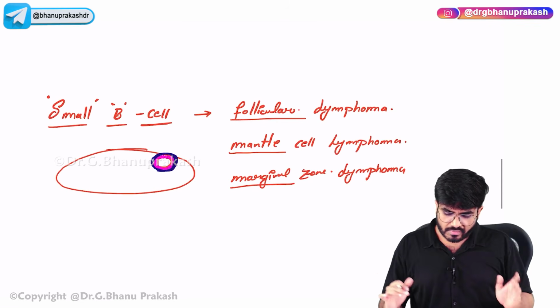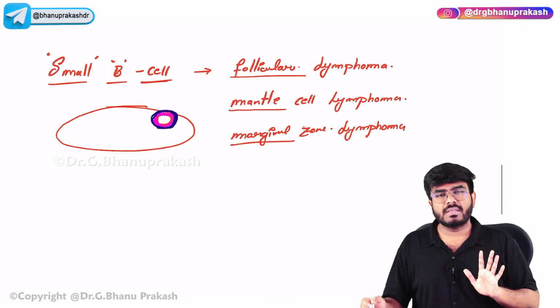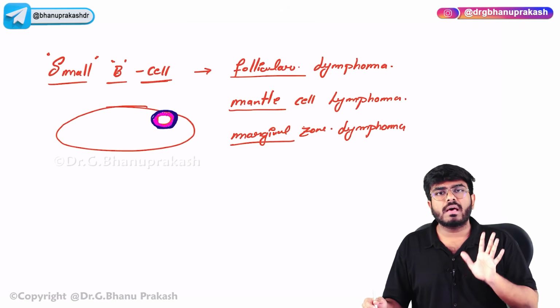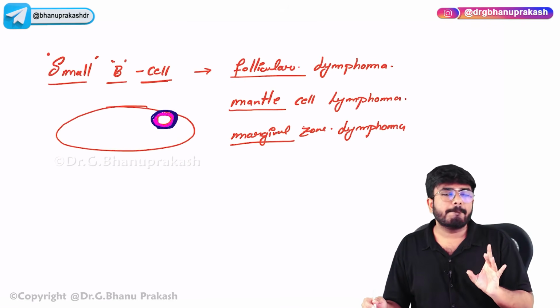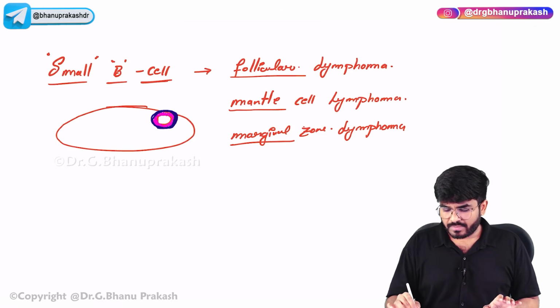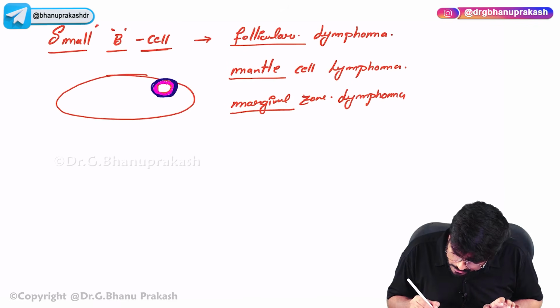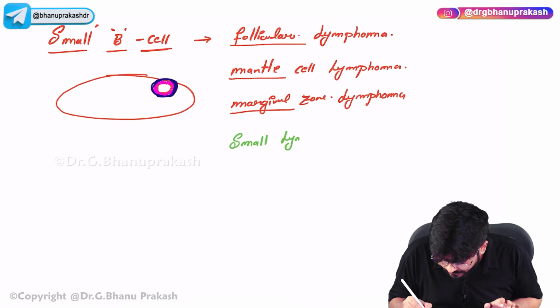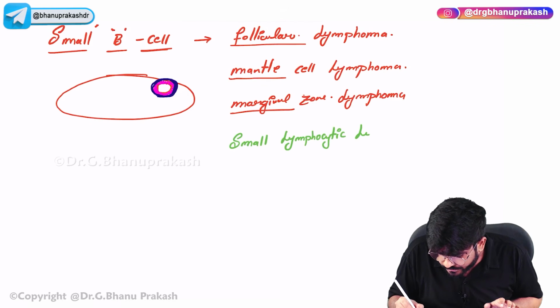So at the end of the day, the point I want you to know is that small B cell lymphoma examples are follicular, mantle cell, and marginal zone lymphoma. There is one more thing, just keep this in mind. There is something called small lymphocytic lymphoma.